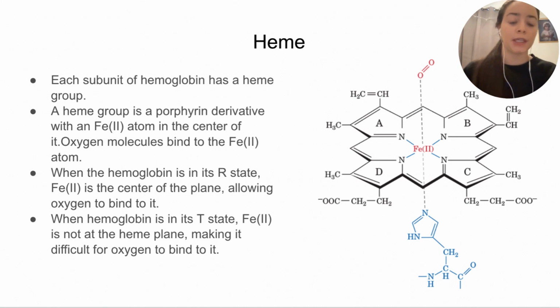When hemoglobin is in its R state, that is the oxygen-rich version of hemoglobin, the iron atom is at the center of the plane of the heme group. But that makes it easy for the oxygen to latch on to the heme group of the hemoglobin. But when the hemoglobin is in its T state, which is the oxygen poor version of hemoglobin, the iron atom is not at the center of the heme plane, making it difficult for oxygen to latch on to the heme group.